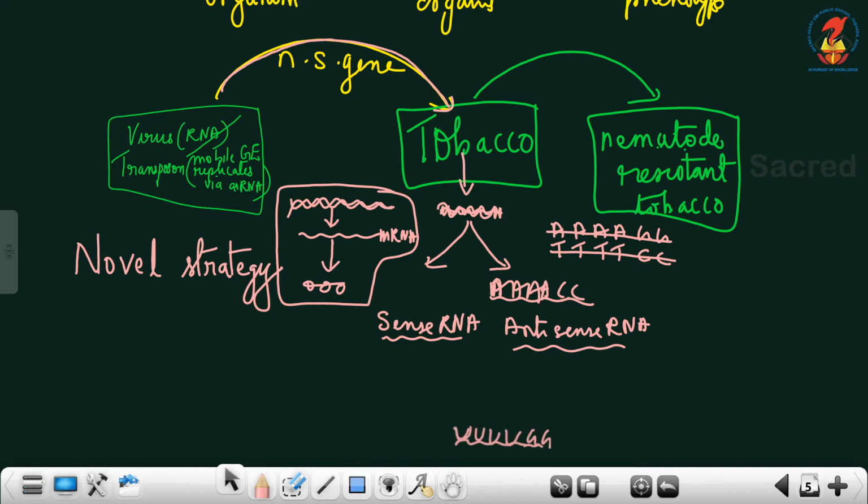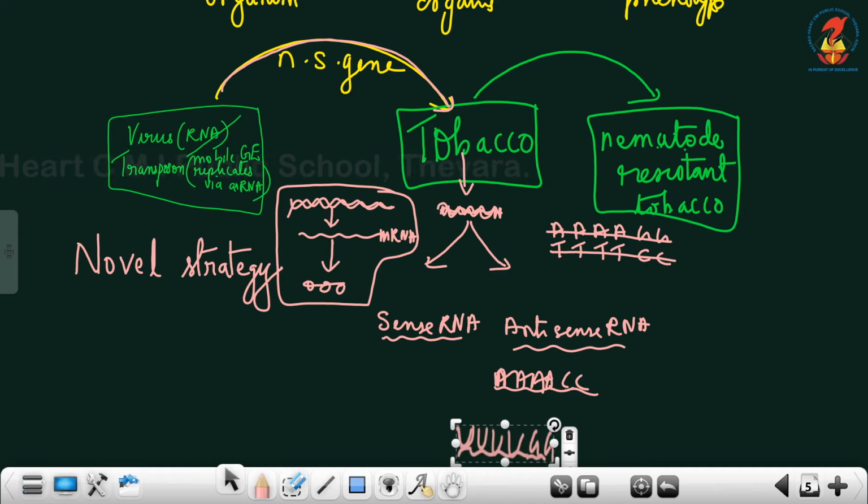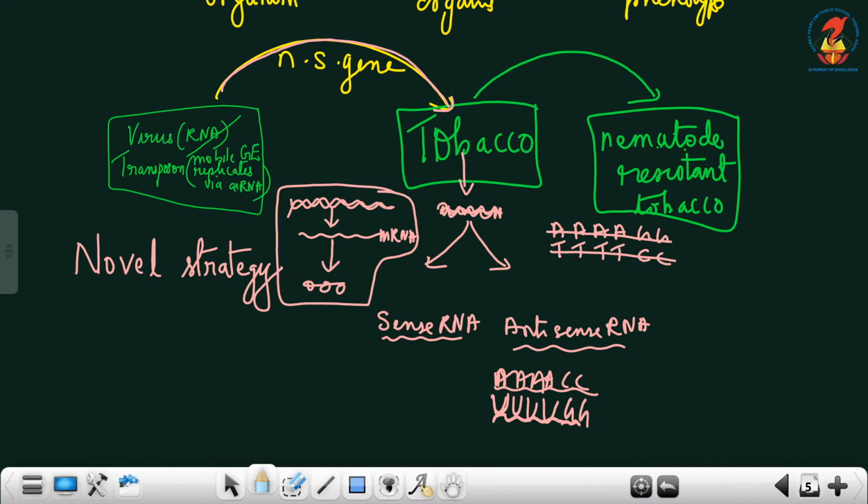So you see the strand UUUUGGG. Look at the other strand, AAACCC. So this is antisense. This I pulled from the antisense. And this strand was pulled from the sense. Now look, these two are complementary to each other. Yes, they are complementary. You can see A pairs with U, A pairs with U, C pairs with G.